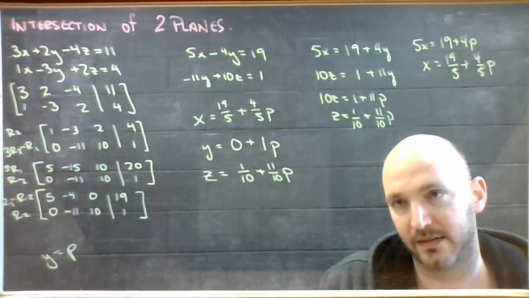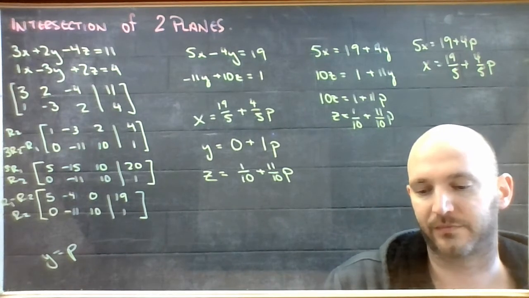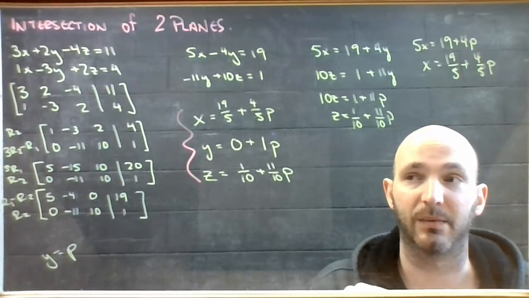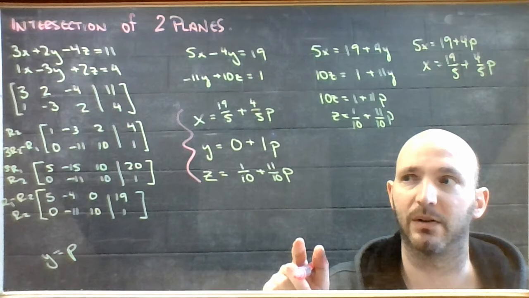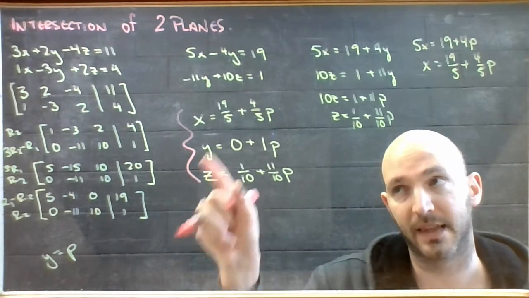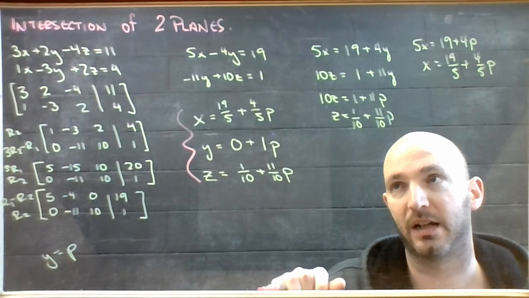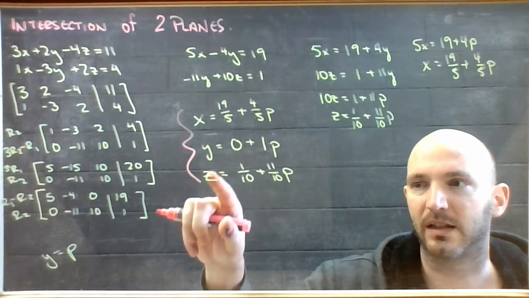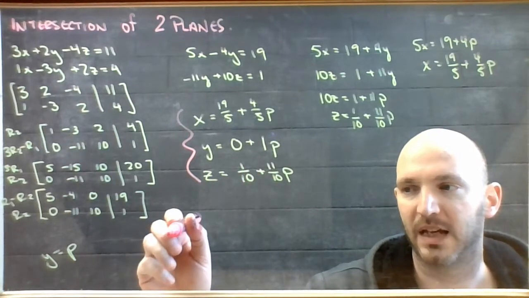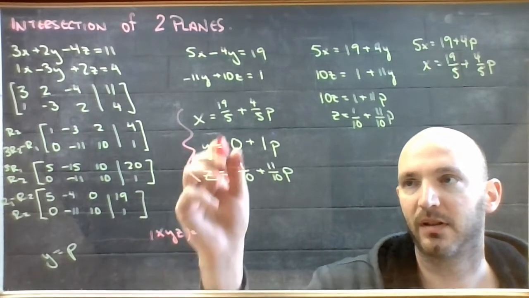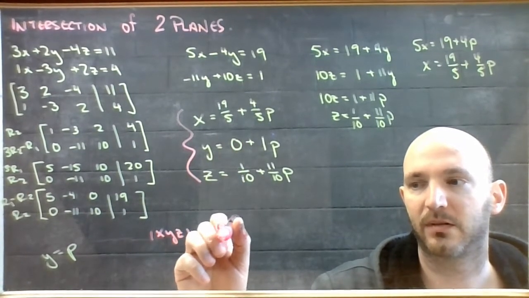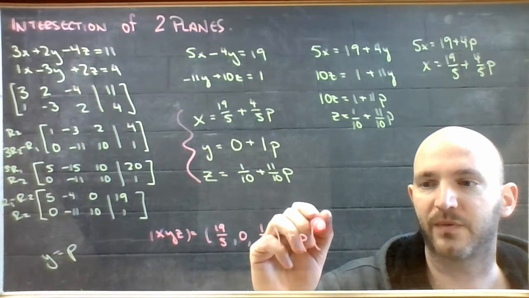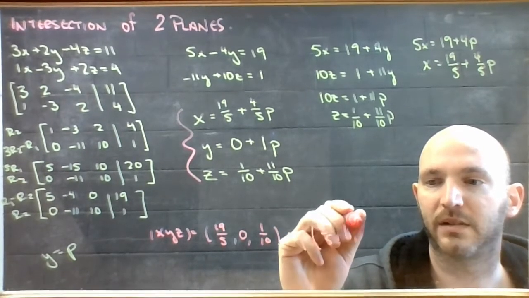So now that that's done, if you look at what I've built here, I have the parametric equations of a line in 3 dimensions. And if you recall back at the beginning of the video, there were 3 ways that planes could cross. This is an example of one where the planes intersect in a line. So if I look at this, then my equation would be x, y, z equals 19 fifths, comma 0, comma 1/10 plus p times 4 fifths, 1, 11/10.